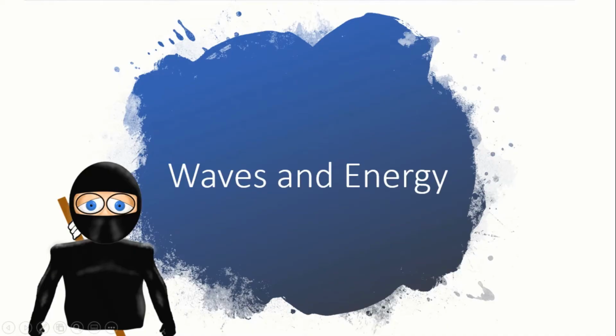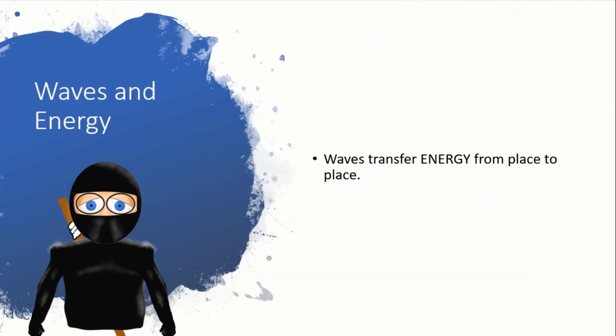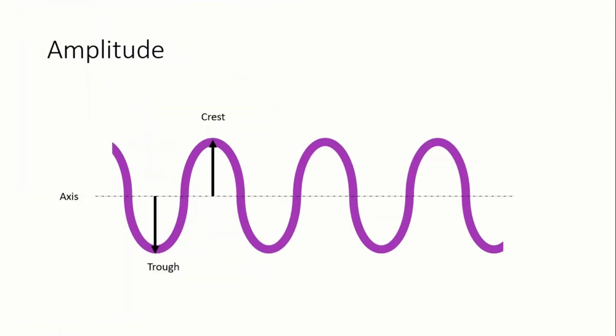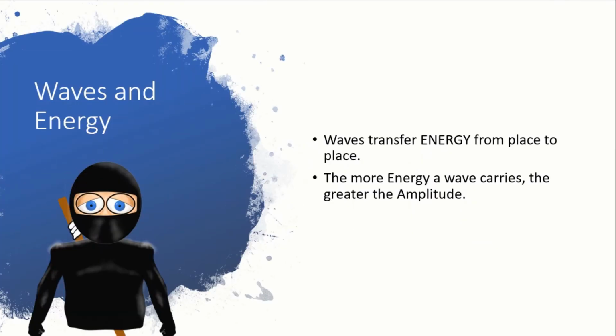So now we'll take a look at the energy that a wave carries. As mentioned earlier, waves transfer energy from one place to another. The amplitude of a wave is the height of the wave measured from its centre line, or its axis. You measure it from the axis to the crest, or from the axis to the trough. The amplitude is measured in meters.